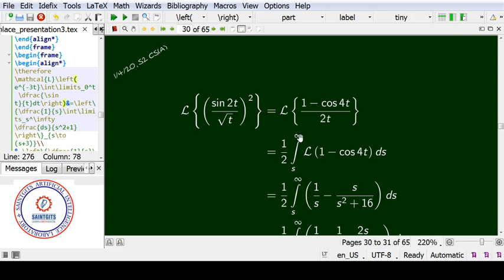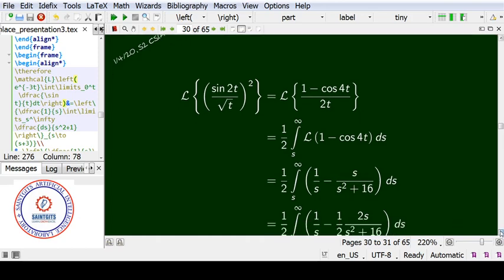So integral s to infinity. Then hide this t. 1 by 2 is outside. So no denominator now. Then the remaining portion is L of numerator, L of 1 minus cos 4t. Now evaluate this L of 1 minus cos 4t using our linearity property. That is L of 1 minus L of cos 4t. L of 1 is 1 by s, minus L of cos 4t is s by s square plus this 4 square, or s by s square plus 16.